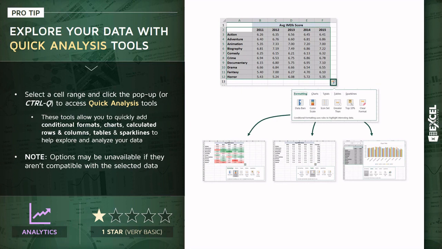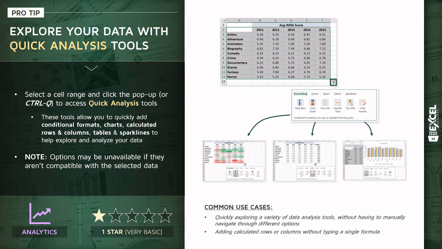Now, one note here, you won't always see all of these options because those options and those tools may require the data to be in a certain format. So if your selected data isn't compatible with a certain type of tool like a sparkline or a pivot, for instance, you may not see that option in your quick analysis toolbar.